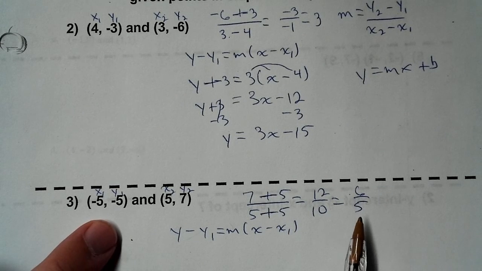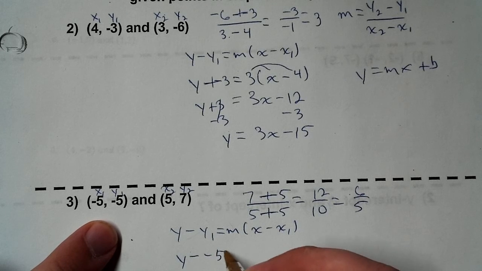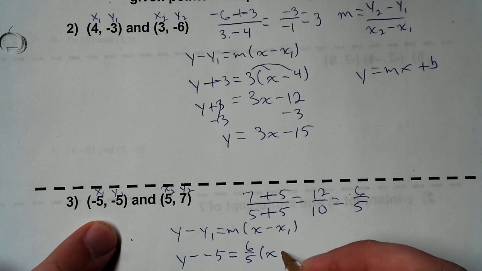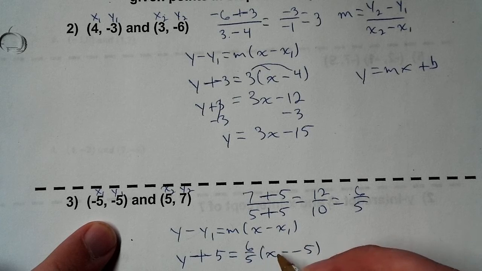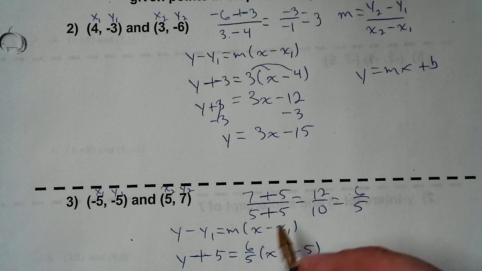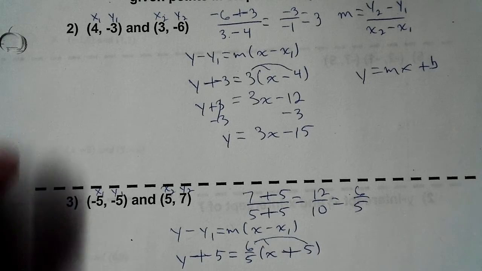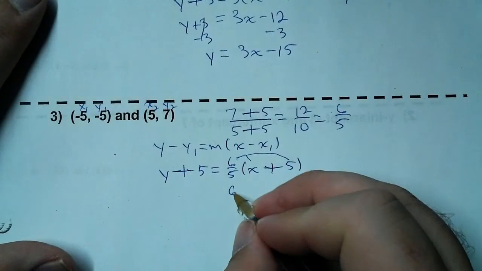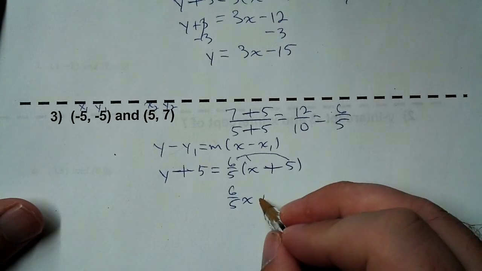Now, let's plug in our x1, y1 and our slope. So y minus negative 5 equals 6 over 5 times x minus negative 5. When you see that double negative, that minus next to a negative, change it into plus. And then continue on your steps. So we got to distribute. 6/5 times x is going to be 6/5 x. 6/5 times 5 is going to be 6.